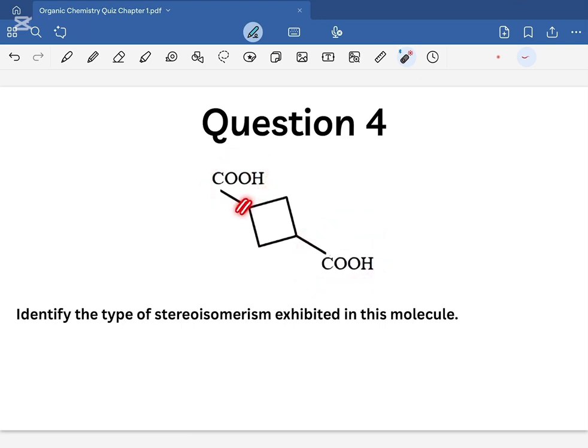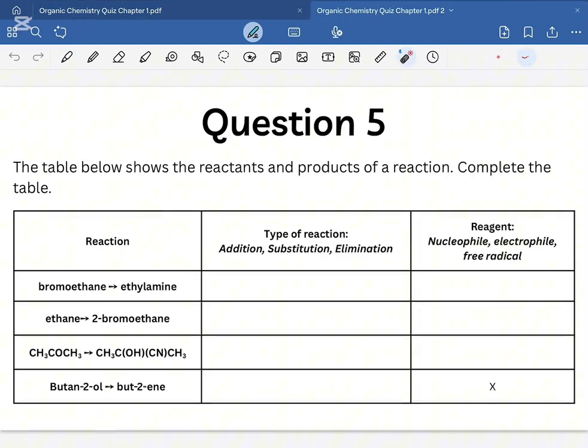So it could be dashed, and here it could be dashed, or this one could be dashed, and we could have like a wedge over here. So they could be attached on opposite sides. And since we don't have a chiral center, therefore the stereoisomerism that's exhibited in this molecule is only geometrical. So it's geometrical isomerism.